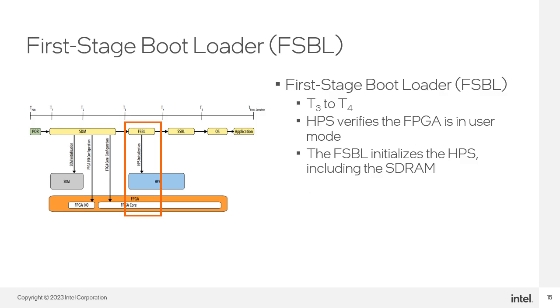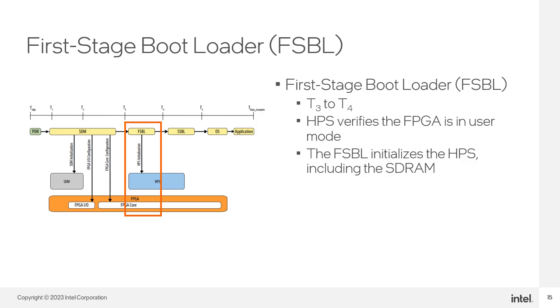In FPGA configuration first mode, the SDM extracts and loads the first stage bootloader into the on-chip RAM of the HPS. The SDM releases the HPS from reset after the FPGA has entered user mode. After the HPS exits reset, it uses the first stage bootloader hardware handoff file to set up the clocks, HPS dedicated IOs, and peripherals. Typically, the first stage bootloader then loads the second stage bootloader into HPS SDRAM and passes control to the second stage bootloader.